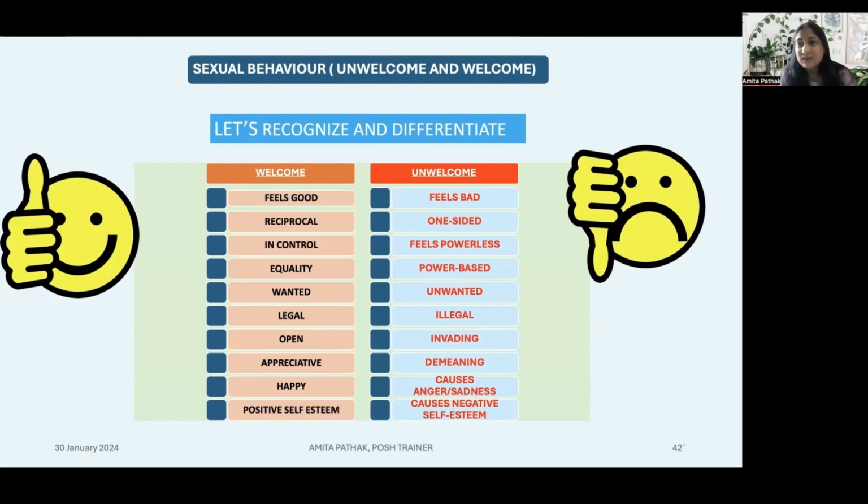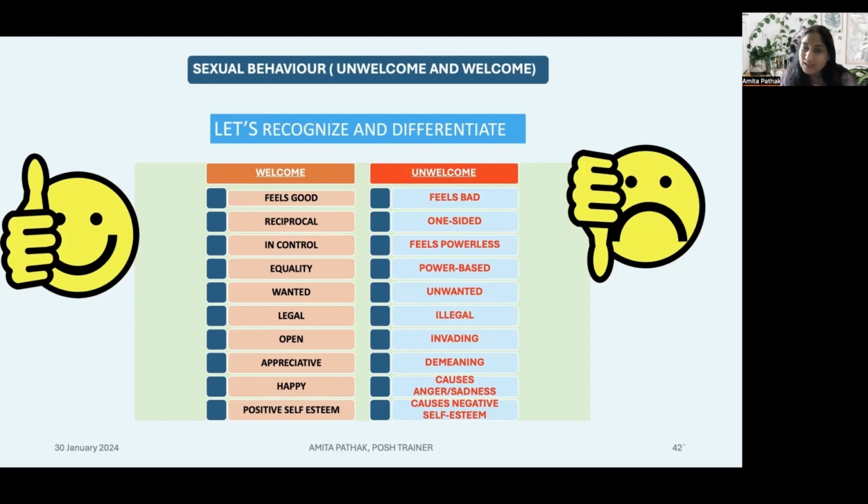If it is reciprocal, going both ways, it is welcome. If it is one-sided, if someone is pushing, forcing or hitting someone, that is one-sided. If the behavior is in control, it's welcome; if powerless, it's unwelcome. If there is equality from both sides, it's welcome, and if it is power-based, someone is forcing power. If it is wanted, welcome; if not wanted, unwelcome. If it is legal, it's welcome; if illegal, unwelcome. If it is open, everyone is free to speak, it's welcome; if it is invading, it's unwelcome. If it is appreciative, it's welcome; if you are passing comments to someone, it's unwelcome.